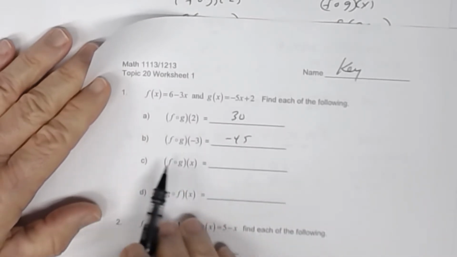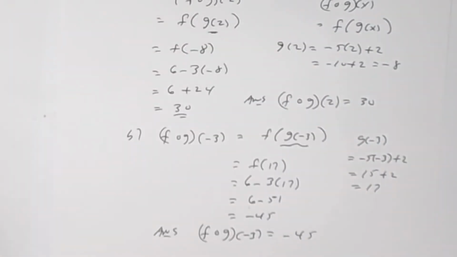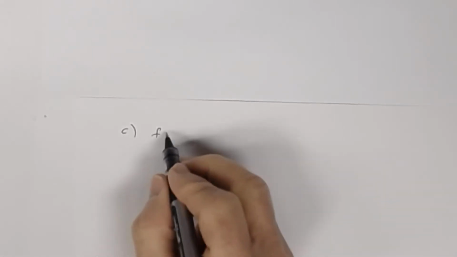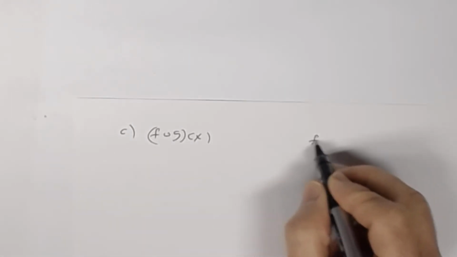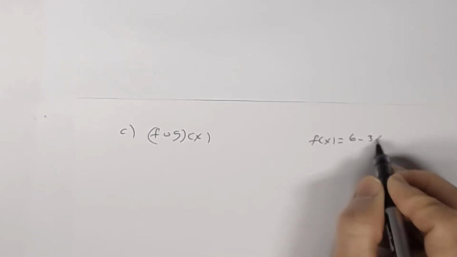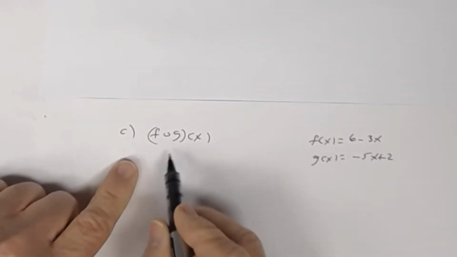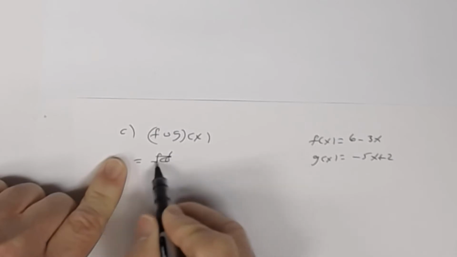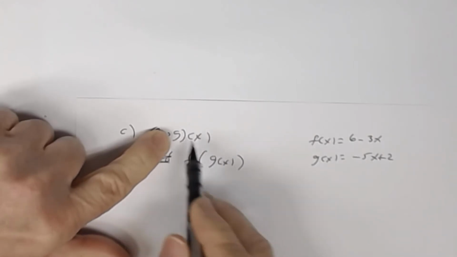All right, now if we look at this one, this says f composed with g at x. So let's look at C. This time we have f composed with g at x. Let me go ahead and write down the functions again. f of x is 6 minus 3x, and g of x is negative 5x plus 2. By definition, this means f of g of x. Cover it up. This is your inside function.